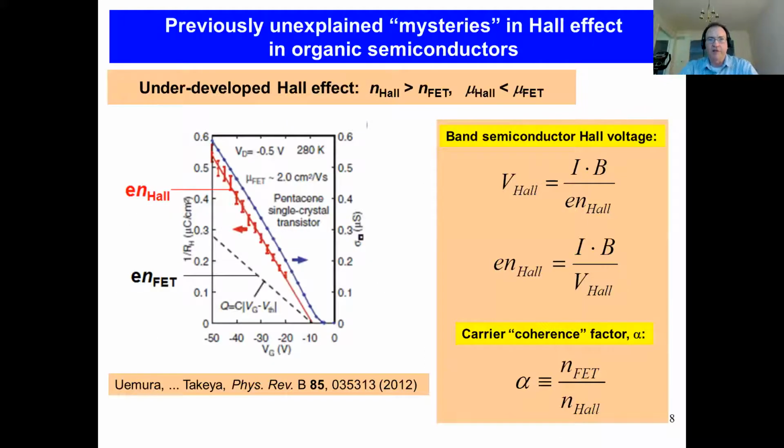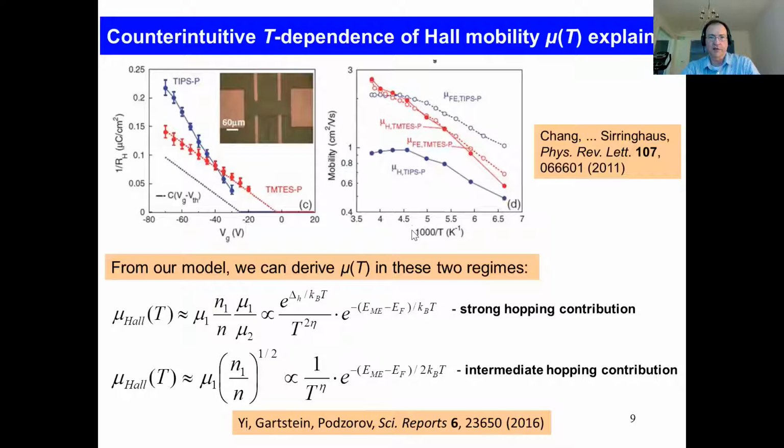There are also other mysteries that the model successfully captures. I will not go into details here, but a brief mention is Takeya's result showing an underdeveloped Hall effect in pentacene. Also, there are results on Hall effect measurements from the Hennig group that measure Hall effect in these systems and the temperature dependencies. These can be explained with the model.